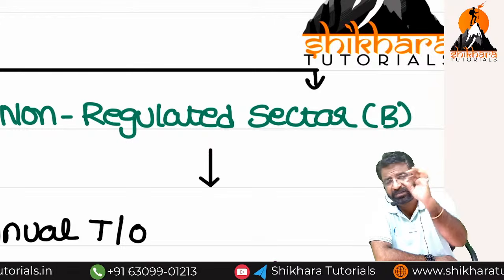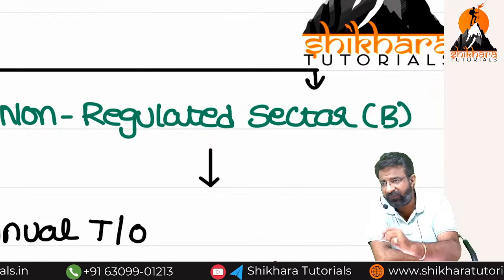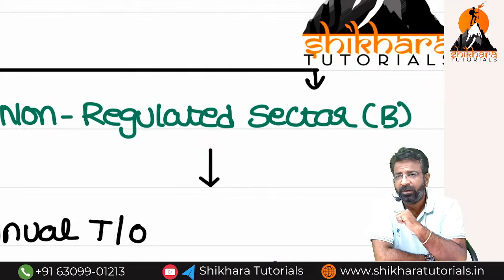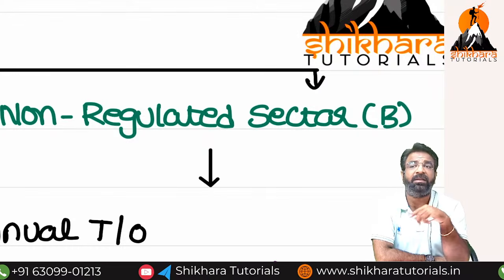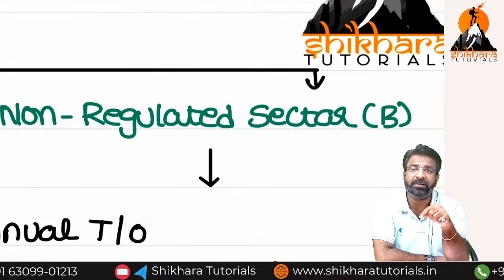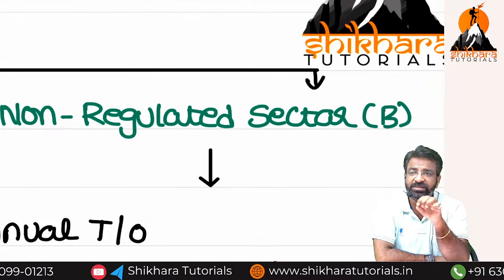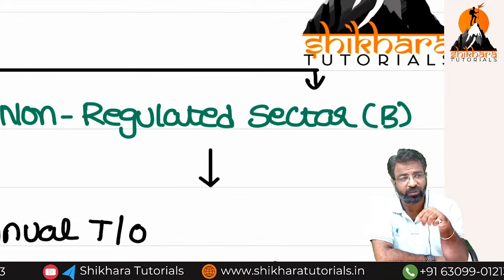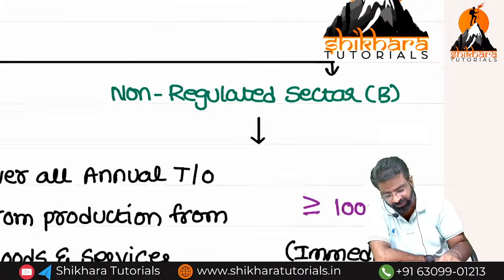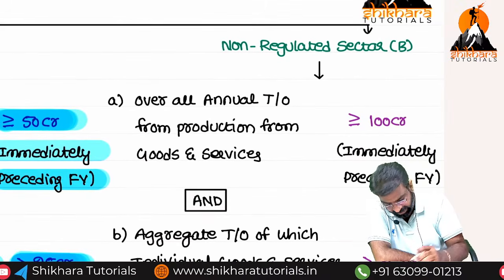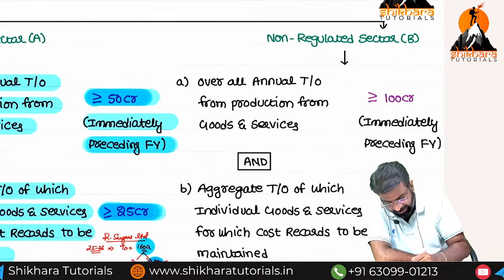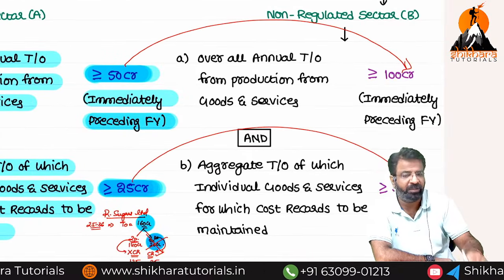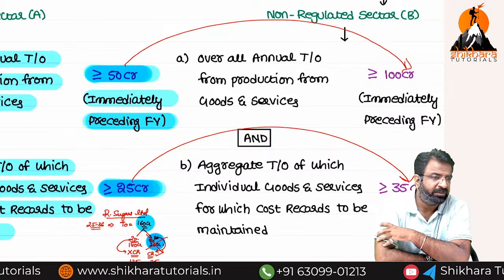Simply, 50 is substituted by 100 and 25 is substituted by 35. Tell me the two conditions to be satisfied. Annual overall turnover should be greater than or equal to 100 crores, and turnover from such goods and services for which we need cost records should be greater than or equal to 35 crores. So what is the only change? The only change is that this 50 has become 100 and this 25 has become 35. That is the difference. Did you get the point?